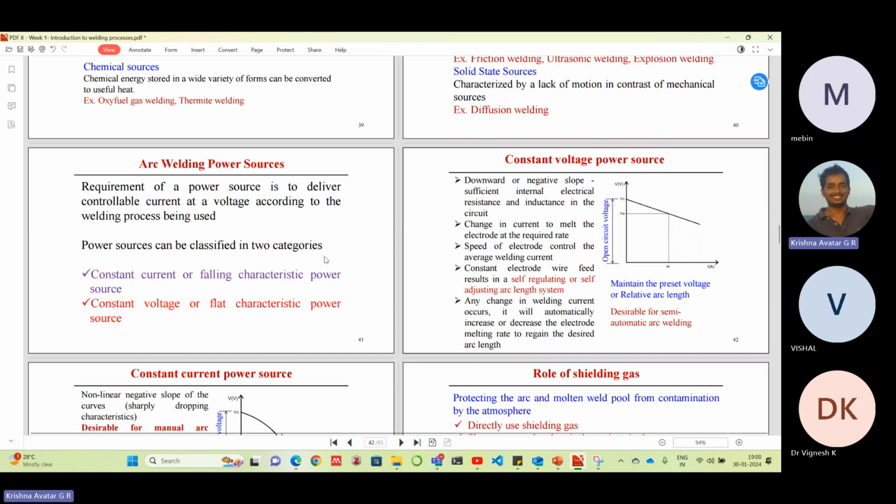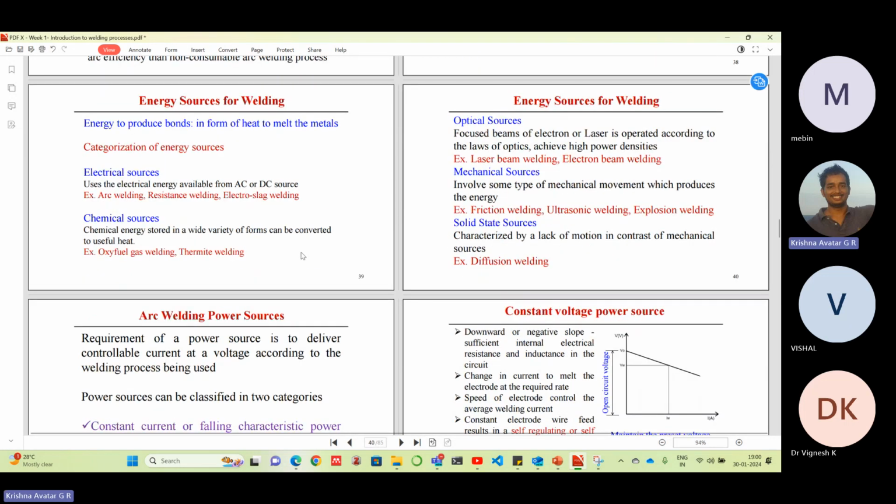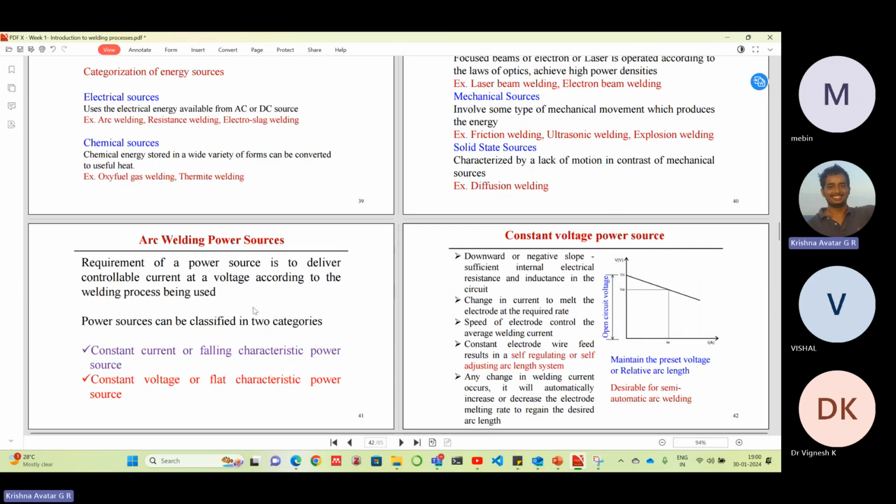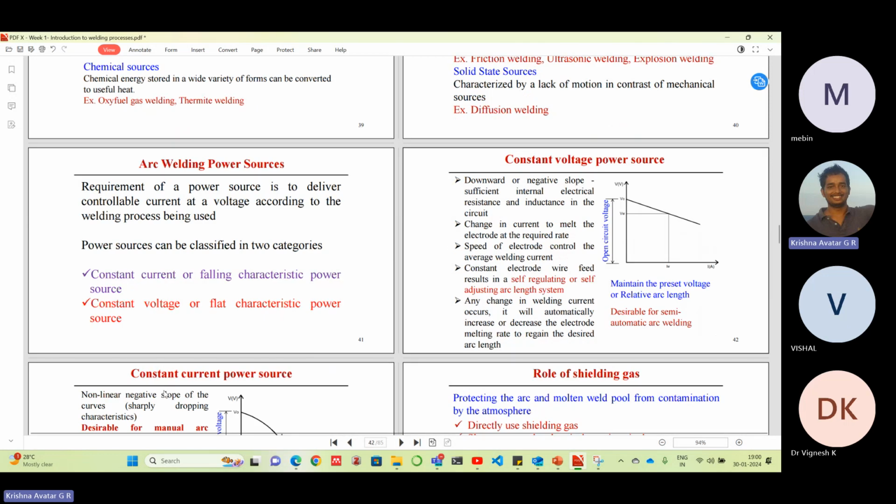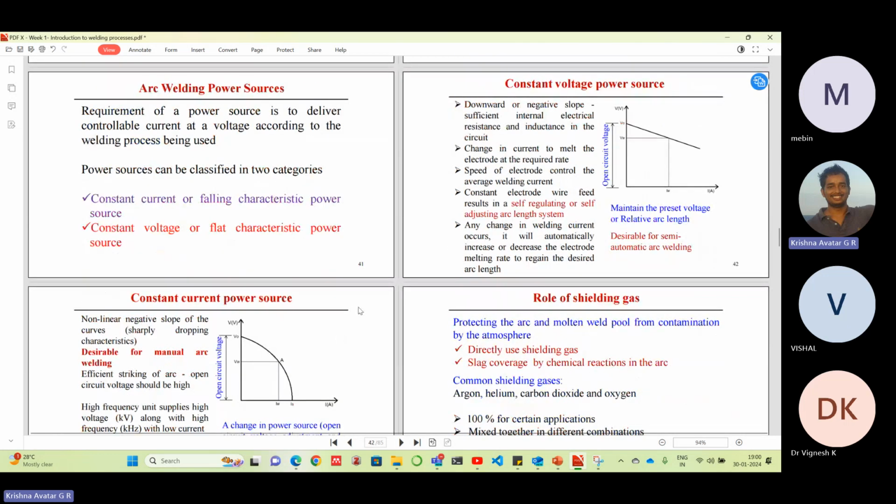And in work, we first start with arc welding, and arc welding happens to be the electric source. Here we require a certain amount of power source to deliver a controllable current or voltage according to the welding process being used. We can have either constant current or constant voltage.